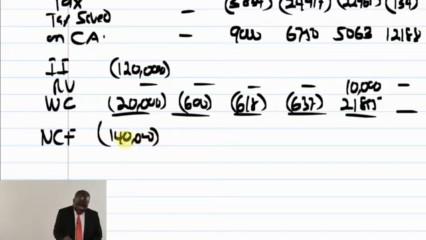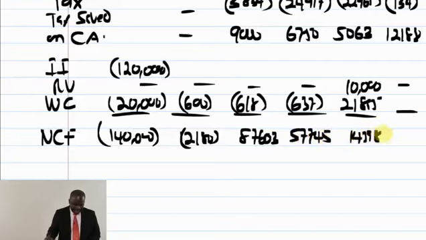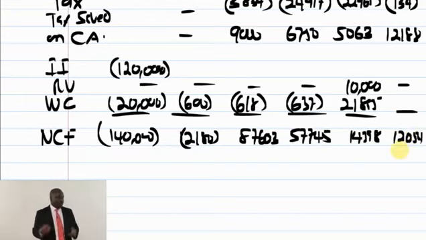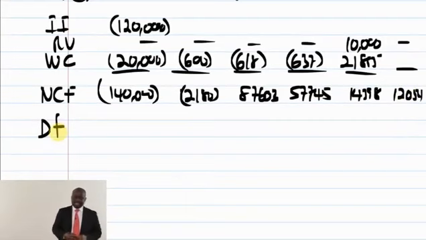And then 12,180, 87,603, 57,745, 14,398, 12,054. Okay, when you get this net cash flow, your next question is, I need a discount factor.